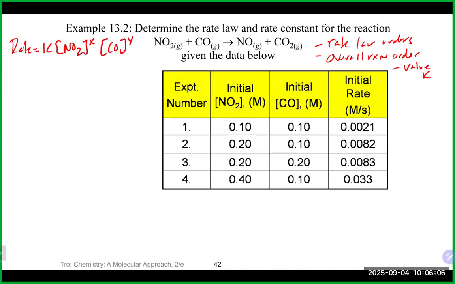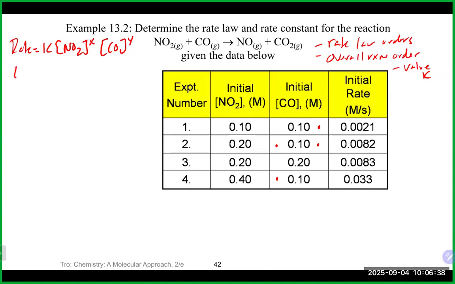Again, we're going to use our table here to figure out the orders. So we'll start with finding 2 entries where one concentration remains constant and the other one varies. For example, if we look at number 1 and number 2, those will stay constant. We also could have chosen 2 and 4 and 1 and 4 as well. Again, they all should get you pretty much the same number. So I'll go with 1 and 2 here.